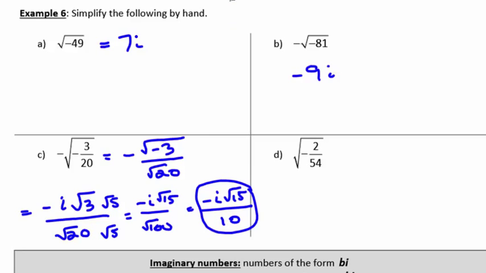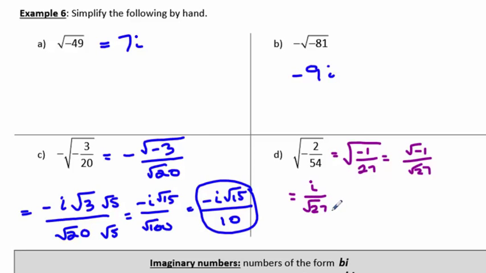Okay, let's look at part D. The fraction 2/54 reduces, and since neither of those numbers is a perfect square, we're going to go ahead and reduce this. This is the square root of negative 1 over 27. So we can separate this into the square root of negative 1 over the square root of 27, or I over the square root of 27.